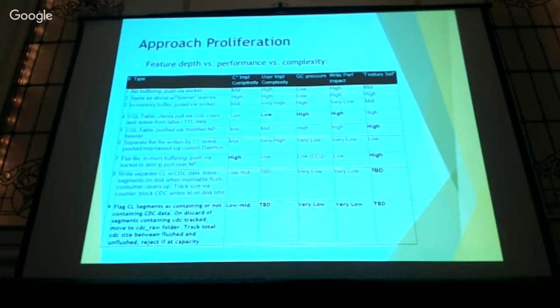How hard is this for users on their implementation complexity, right? What are users going to have to do to be able to use this feature? Is it fleshed out? What's the GC pressure look like? Write perf impact? How good of a feature set is it?